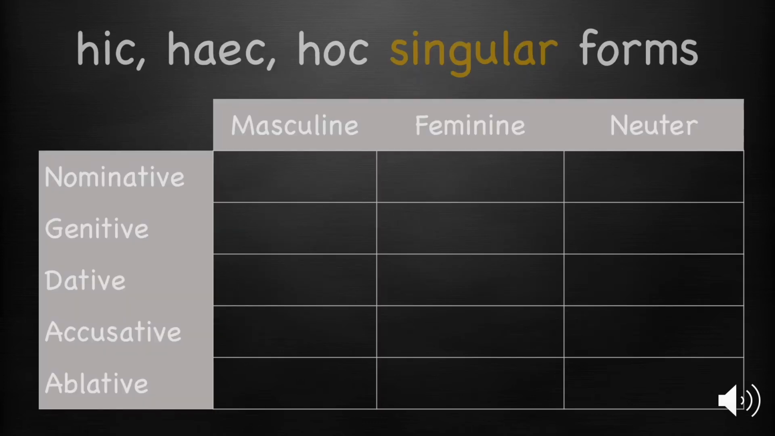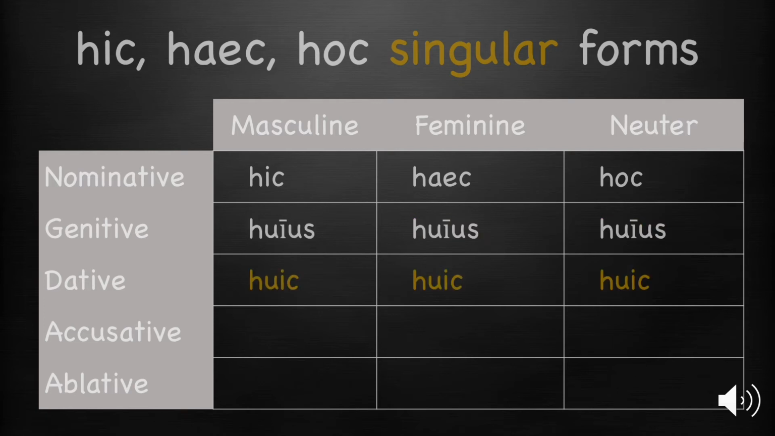The first thing that I want us to do as we begin to learn the word for this, hic, haec, hoc, is to memorize the singular forms. There's no real shortcut. We'll simply have to memorize these. Our nominative forms, moving from left to right, are hic, haec, hoc. The genitive forms are pronounced as a 2-syllable word, and they all match: huius, huius, huius. The dative forms are a single-syllable word, and they also match: huic, huic, huic. The accusative forms are hunc, hanc, hoc.